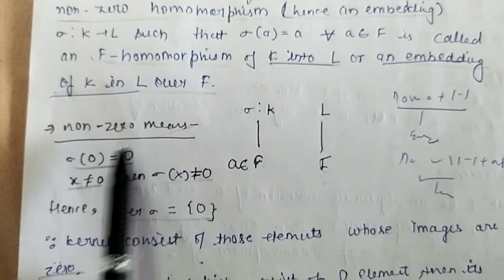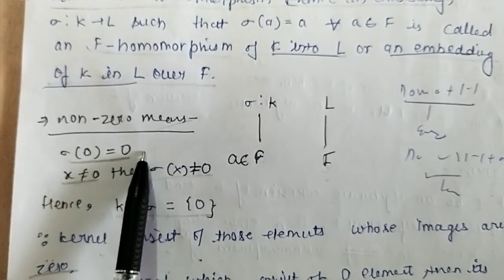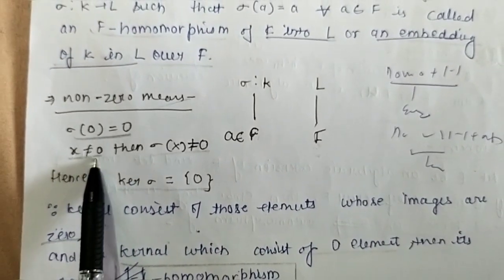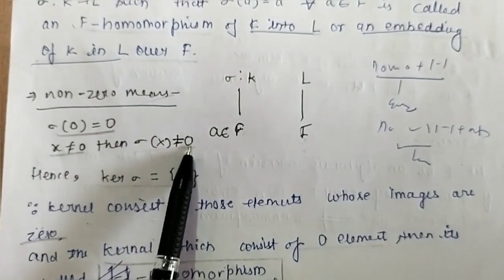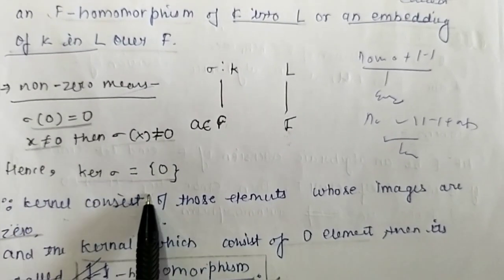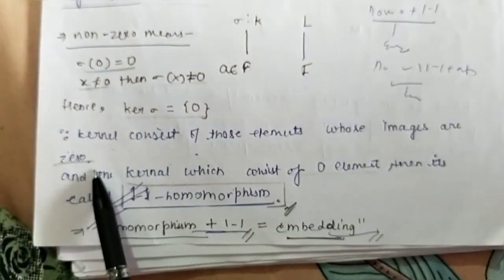Non-zero means sigma(0) is equal to 0, and if x is not equal to 0, then sigma(x) is also not equal to 0, hence the kernel of sigma is 0. The kernel consists of those elements whose images are 0.